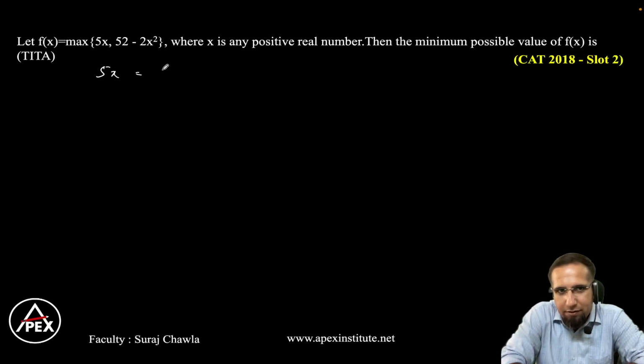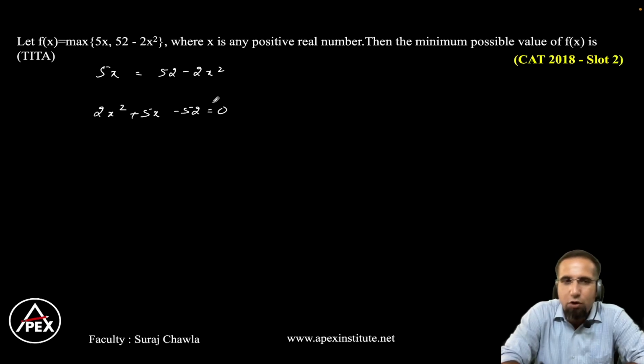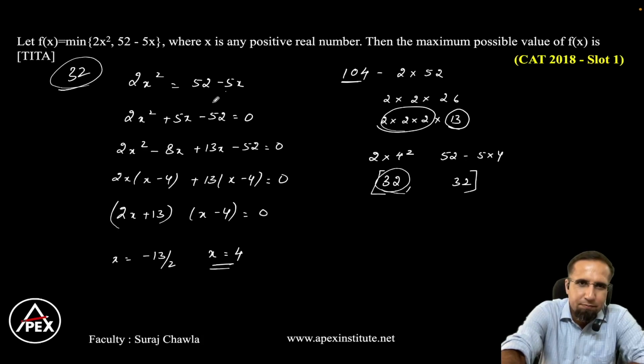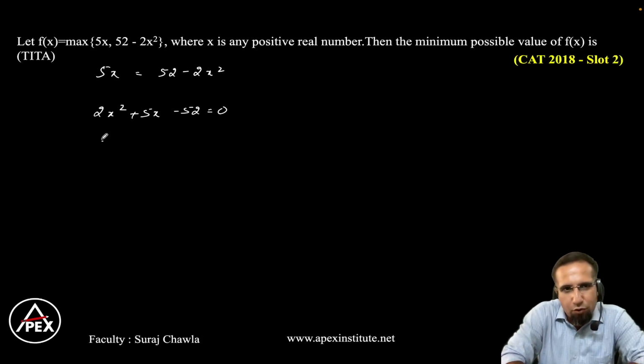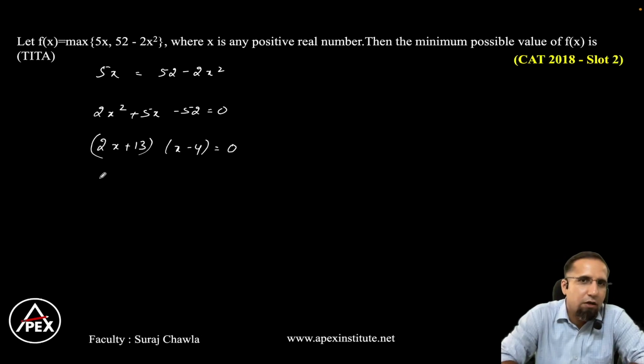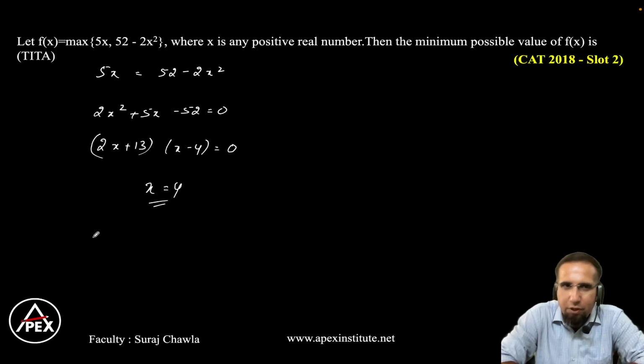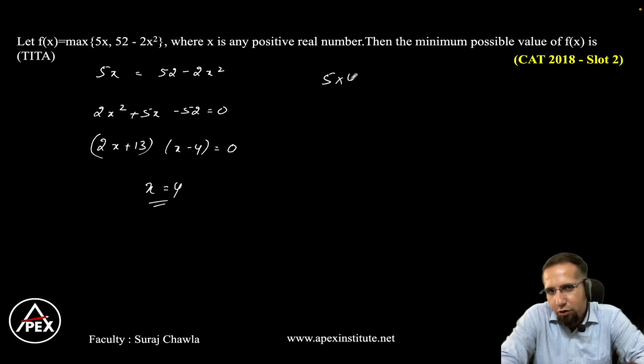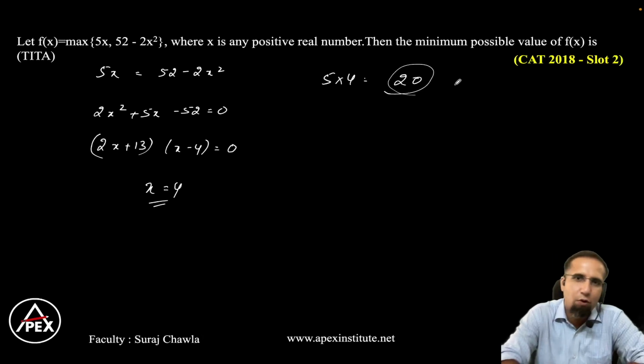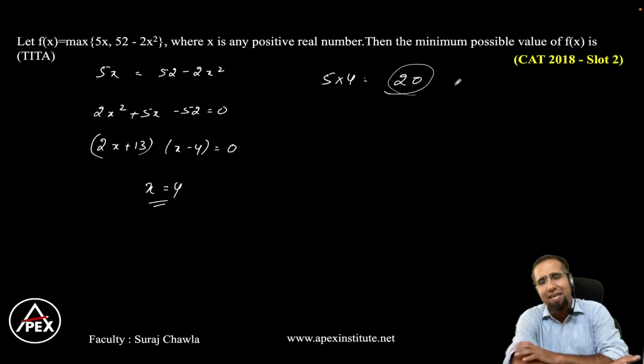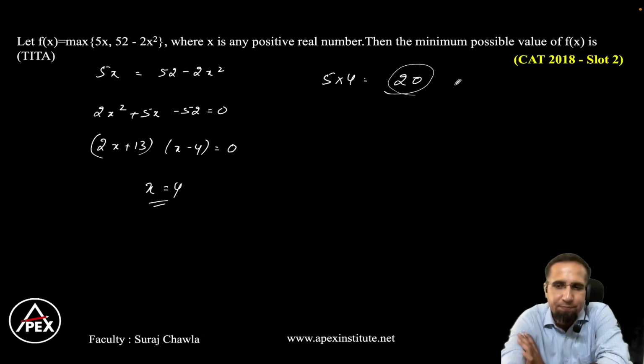We apply 5x is equal to 52 minus 2x square, or we have 2x square plus 5x minus 52 is equal to 0, which is a similar one, right? So we have (2x plus 13) into (x minus 4) is equal to 0, and x is a positive real number, so x should be equal to 4. So we replace 5 into 4, that means the minimum possible value of f of x will always be 20 when we are looking at these questions, right?